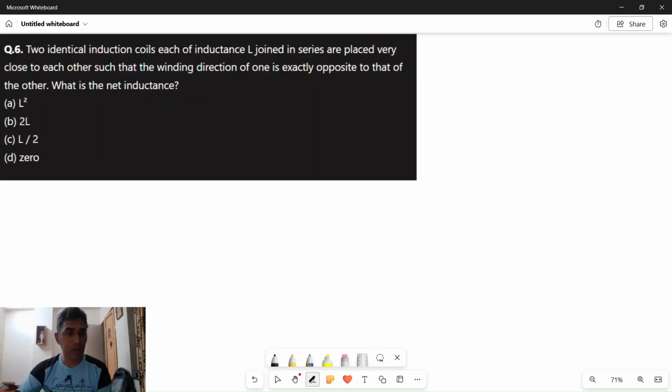The EMF produced by the first coil is 180 degrees out of phase with the EMF produced in the second coil. Therefore, for the first coil, the net inductance will be negative, and for the second coil, the net inductance will be positive. So if you just add this, the net inductance will be 0 in this case. Okay, so that is the fourth option.